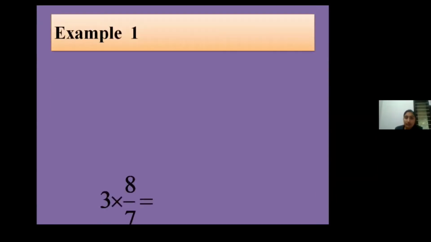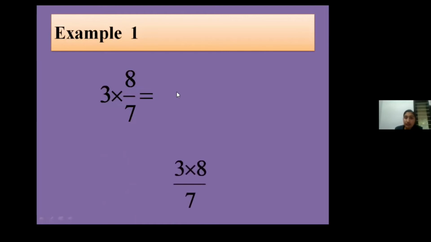Okay, example 1, 3 into 8 by 7. Here the whole number is 3 and 8 by 7 is the fraction. The numerator of the fraction is 8 and the denominator is 7. So you have to multiply the whole number with the numerator of the fraction, that is 3 into 8 by 7. So 3 into 8 is 24. The answer is 24 by 7.